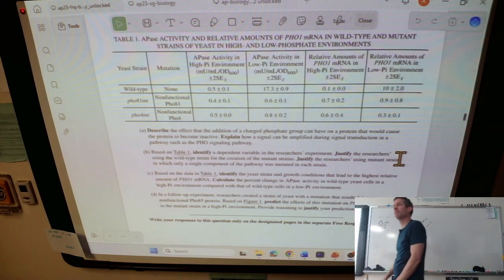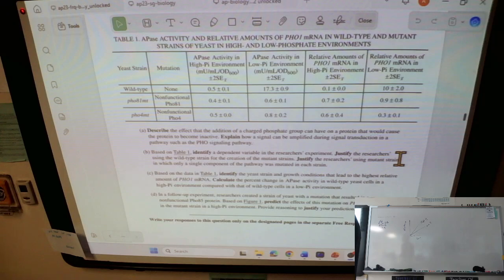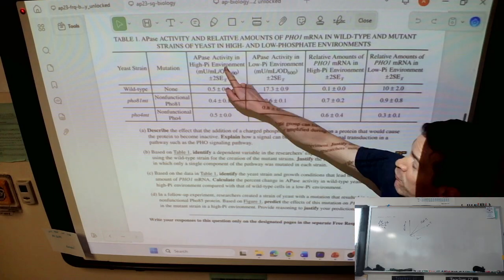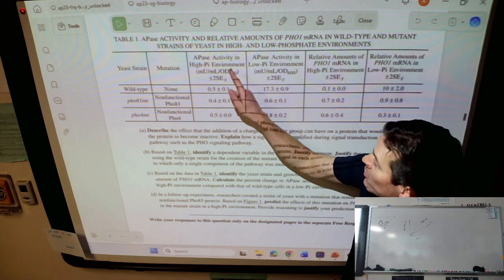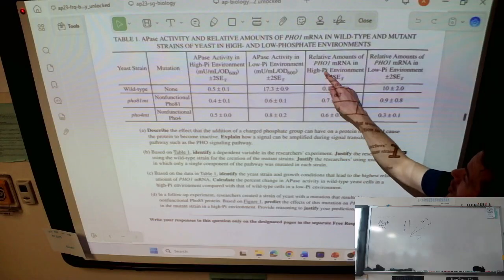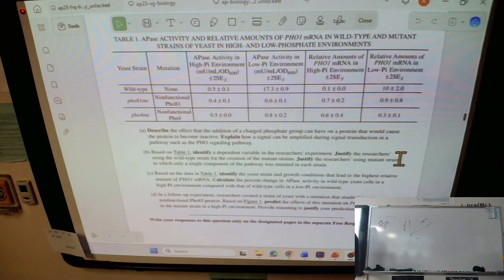Yeah? Sorry, what are you going to write for the APase activity and the PHO one, or do you have to do a specific column? Any one of the columns would work, because they're just asking you to identify a dependent variable. We have 4 options, so that one, or that one, or that one, or that one. Any one of the 4, yeah. The environment? What do you mean, the environment?